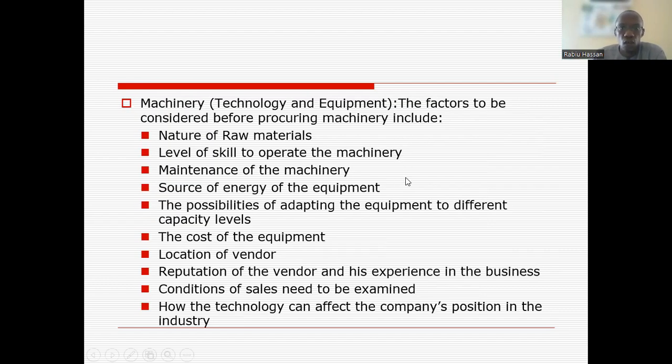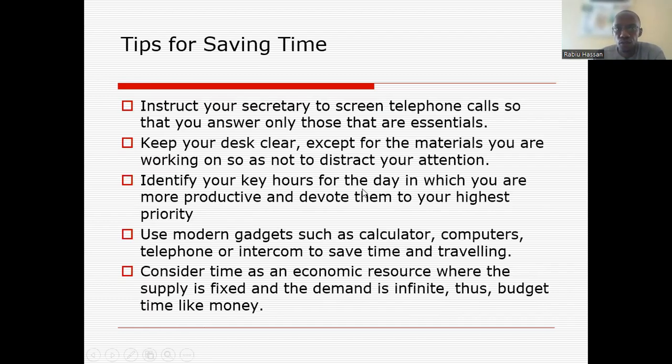And then machinery, technology, and equipment. The factors to be considered before procuring machinery include nature of raw materials, level of skills to operate the machinery, maintenance of the machinery, source of energy of the equipment, possibility of adapting the equipment to different capacity levels, location of the vendor, reputation of the vendor and his experience in the business, conditions of sales need to be examined, how the technology can affect the company's position in the industry is also important. So these are the factors you need to consider.